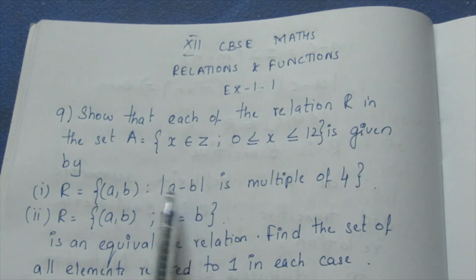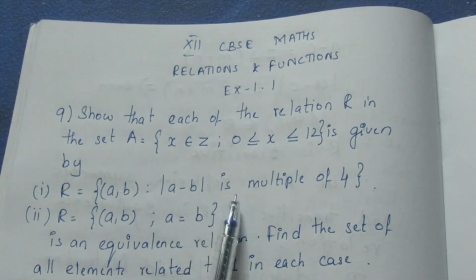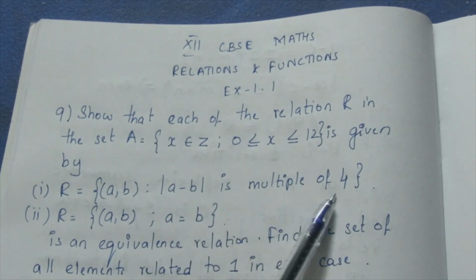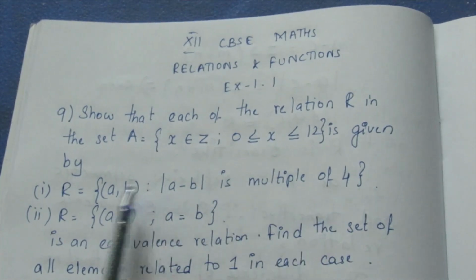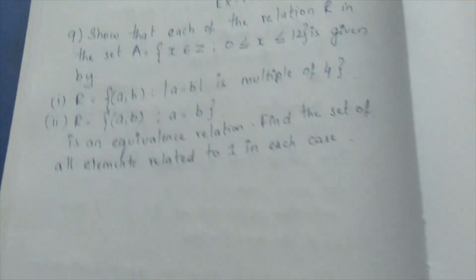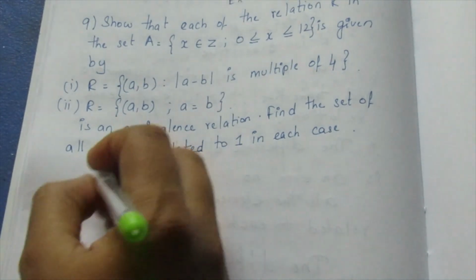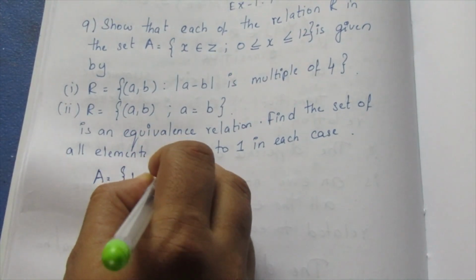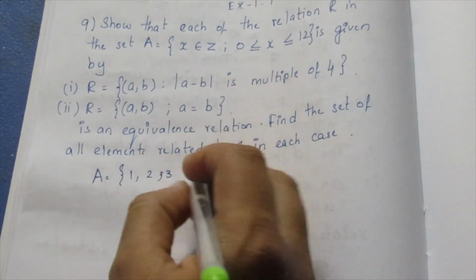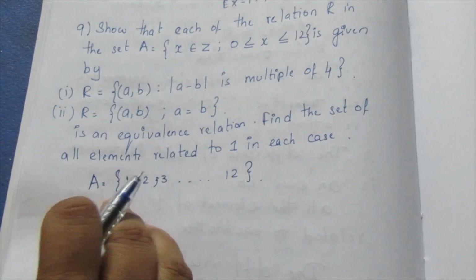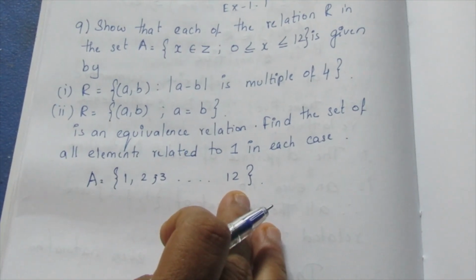modulus a minus b is a multiple of 4. So if we solve this, it is a multiple of 4 is the relation between a and b. Let us write the set A first. According to the given, A is 1, 2, 3, because it starts from 0 till 12. Though it is an integer, it is from 1 to 12.